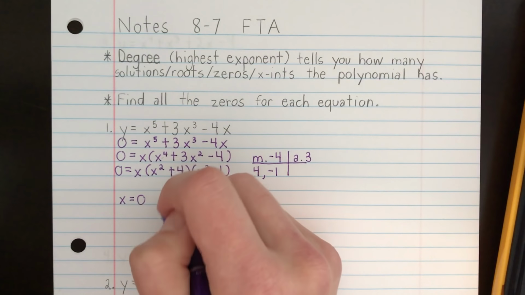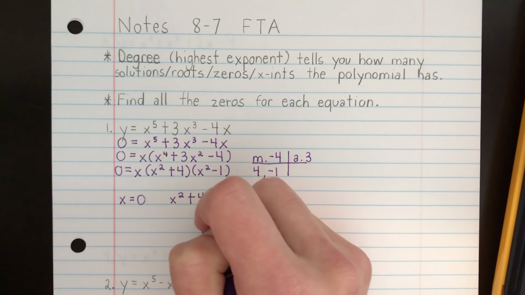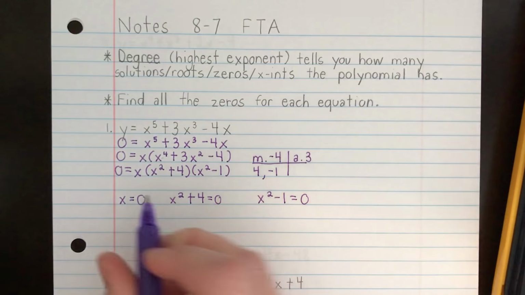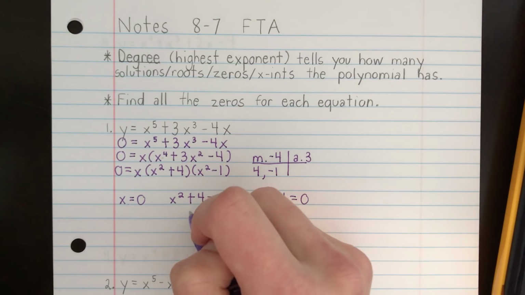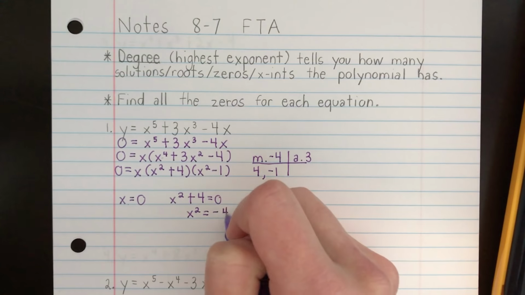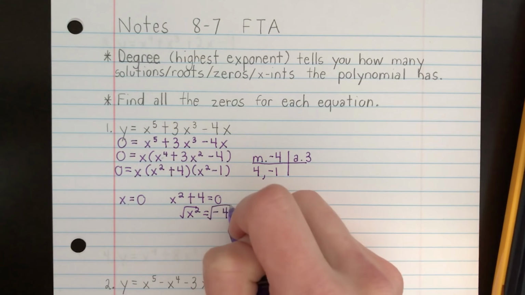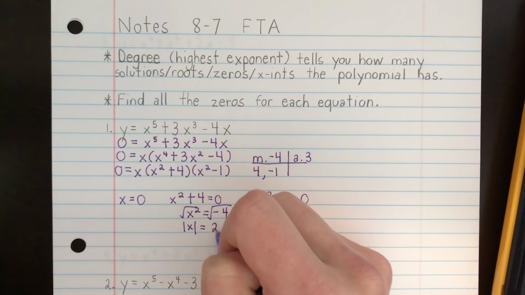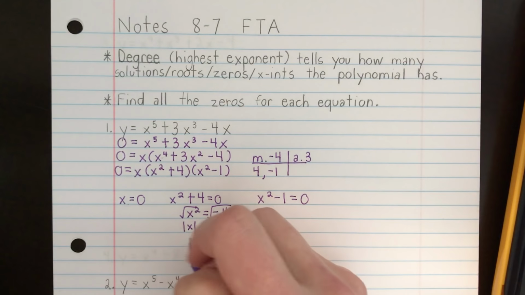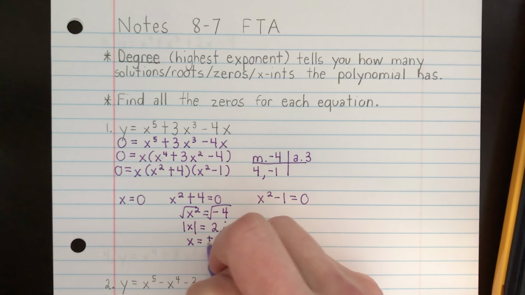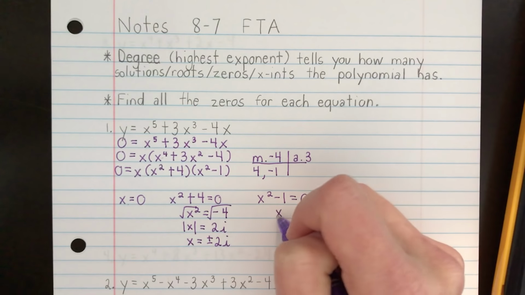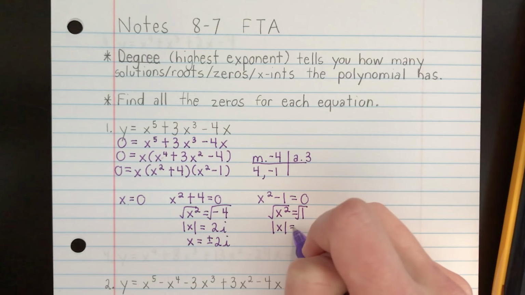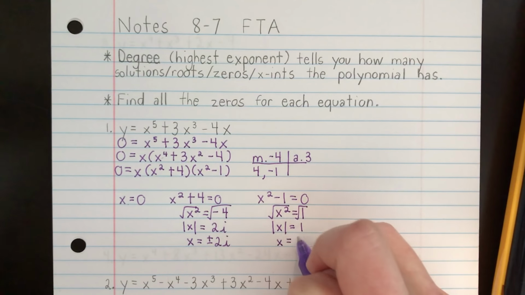Set x equal to 0, set x squared plus 4 equal to 0, and set x squared minus 1 equal to 0 and solve. That's already solved for x. Here I need to subtract 4 from each side. So x squared equals -4, take the square root; the square root of x squared is the absolute value of x. The square root of -4 is 2i. To get rid of the absolute value of x, you get x equals plus or minus 2i. Similar here, add 1 to each side, square root. So the absolute value of x equals 1, and then x equals plus or minus 1.